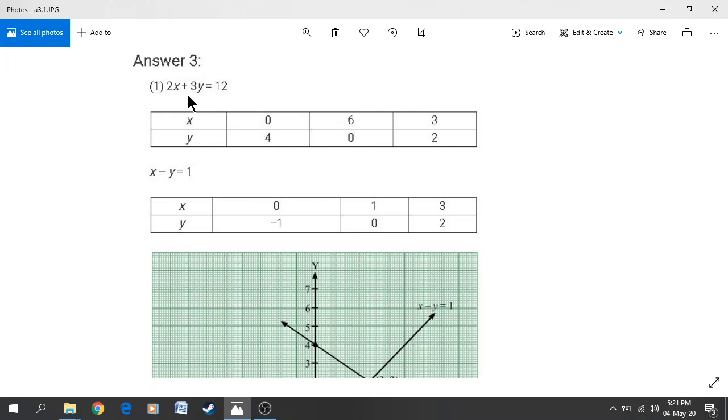So we can draw the table for separate equations. 2x plus 3y is equal to 12 is our first equation. Then x minus y is equal to 1 is our second equation. Try to put some simple values. When we put x is equal to 0, find the y. Then put y is equal to 0, find the x.